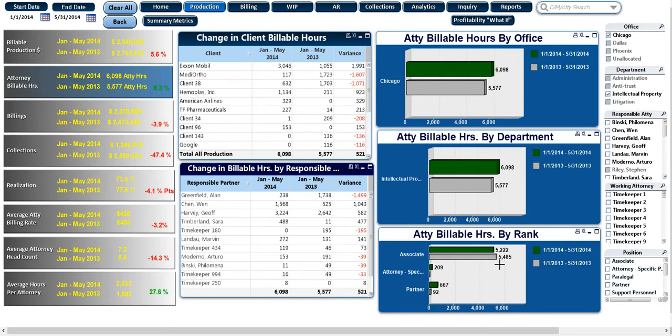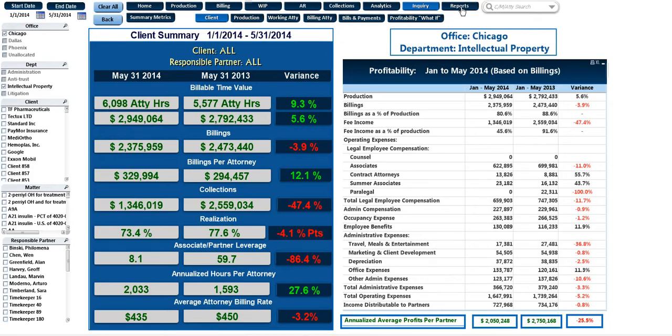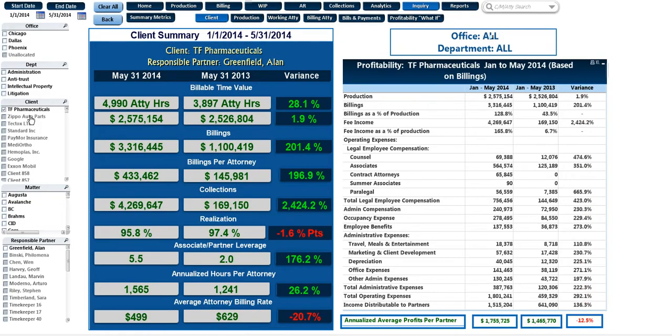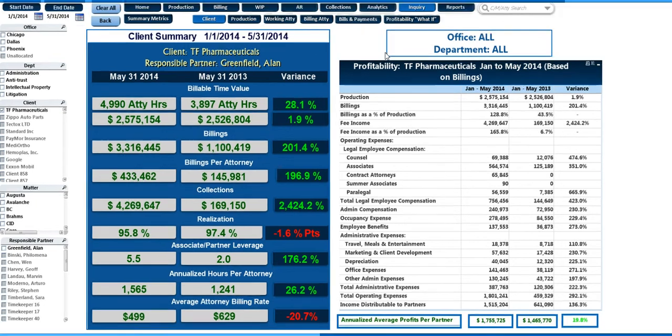Returning to our model, let's turn now to client profitability. We'll select TF Pharmaceuticals. All of the data in the system is now reflective of the activity of that client over the period selected. Looking across the firm, we can see that on billings of $3.3 million, this client has, when collected, bottom line income of $1.5 million and average profits per partner of $1.755 million. Again, higher than the firm average.